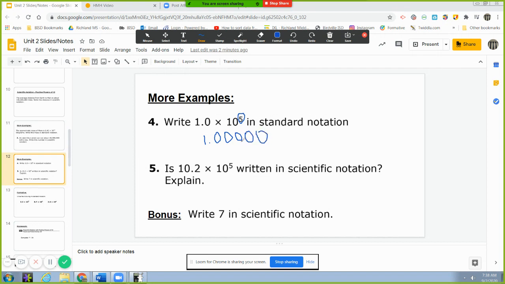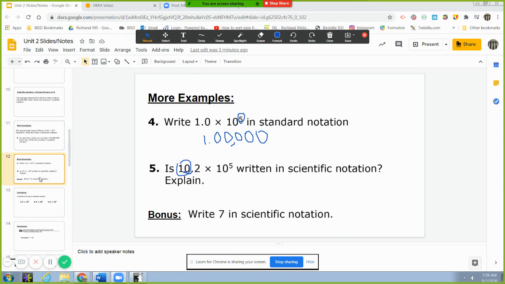Because there needs to be 5 digits. So we know this number should be 100,000. This question is good because it says, is 10.2 times 10 to the 5th power written in scientific notation? If we were together, hopefully some of you would say no. And that is because this needs to move over. The number needs to be between 1 and 10. And 10.2 is more than 10.